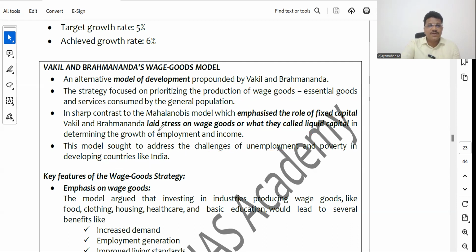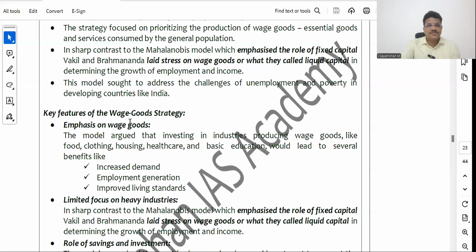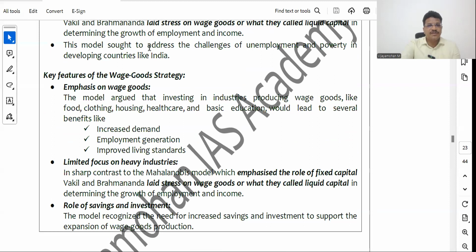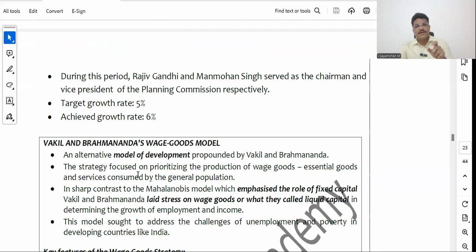Okay. Next, what are the key features? Key features of the wage goods strategy. I'll tell you briefly. Emphasis on wage goods, I already told you, and limited focus on heavy industries, whereas in the Mahalanobis model there was more focus on heavy industries. And the role of savings and investment. Savings and investment also greatly affect economic growth and development, they say. So this is the basic difference between the Mahalanobis model and the Vakil and Brahmanandam wage goods model.